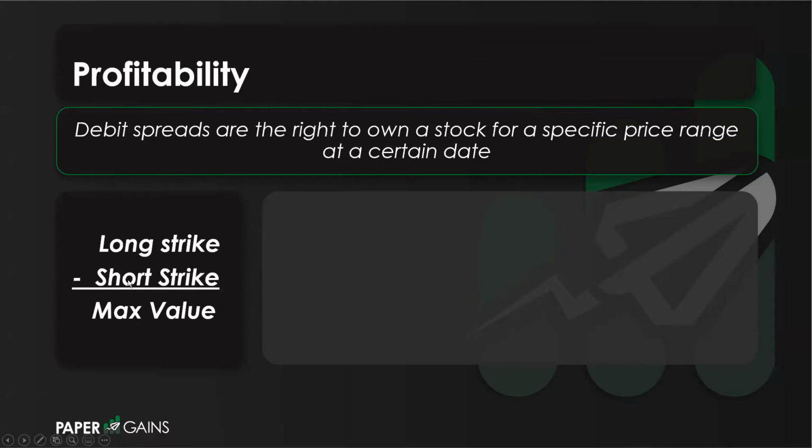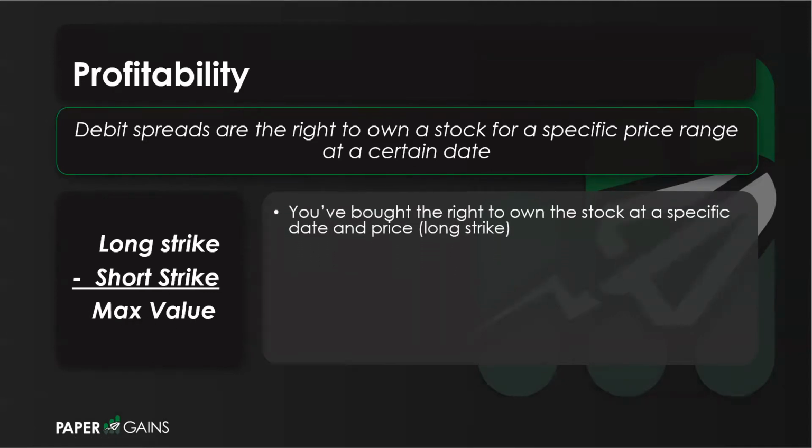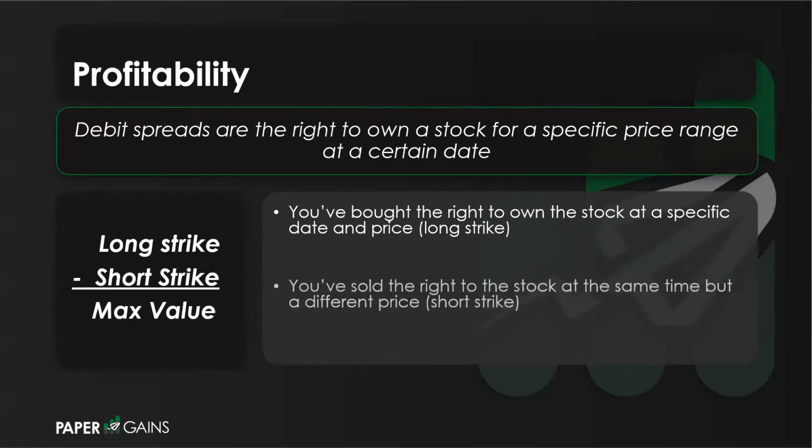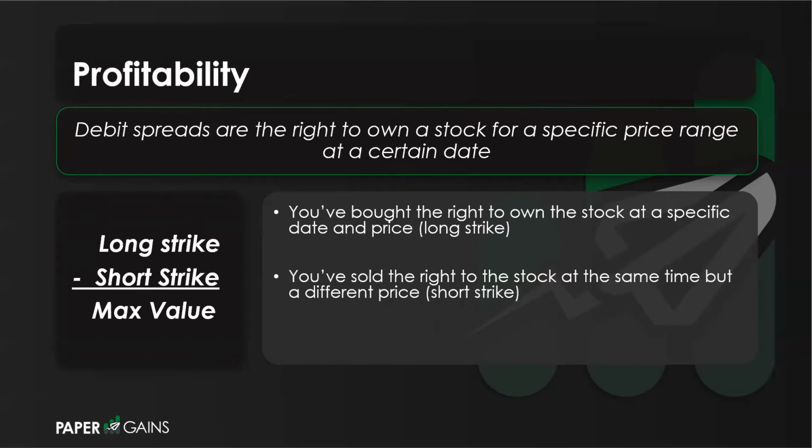So we say the long strike minus the short strike equals max value, right? Remember, we bought the right to own the stock. That's our long strike. We sold a different strike against it, and that gives us our range. The range is called the width of the spread. So if it's a $10 wide spread, let's say the Target one that they were talking about today was the 220 call, buying the 220 call closer to the money, selling a 230 call further away from the money. 220 minus 230 is $10, right? So that's the width of the spread.